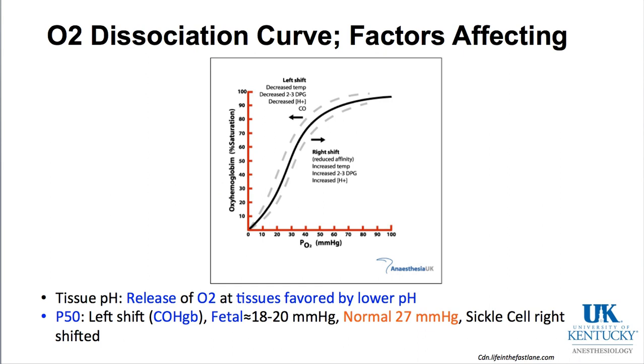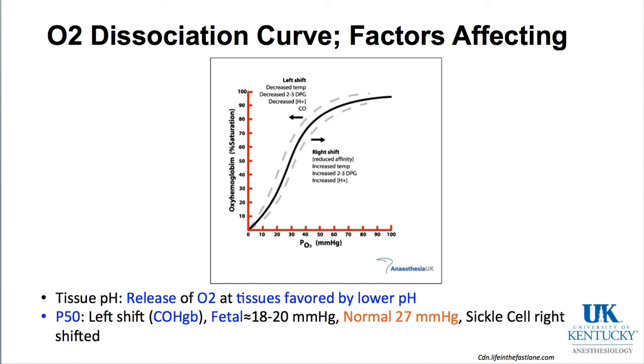Oxygen dissociation curve is the next topic and some of the factors that affect it. The graphic shows the things that shift it to the left and the things that shift it to the right. As you shift it to the right, there's reduced affinity of oxygen for hemoglobin and better release of oxygen to the tissues. As you shift it to the left, there is a better grabbing on of hemoglobin to oxygen, greater affinity.